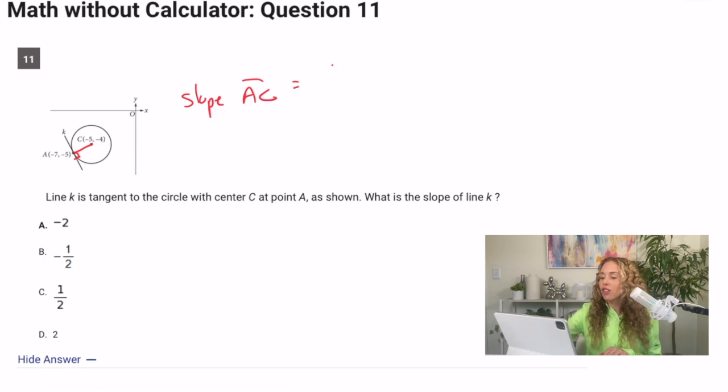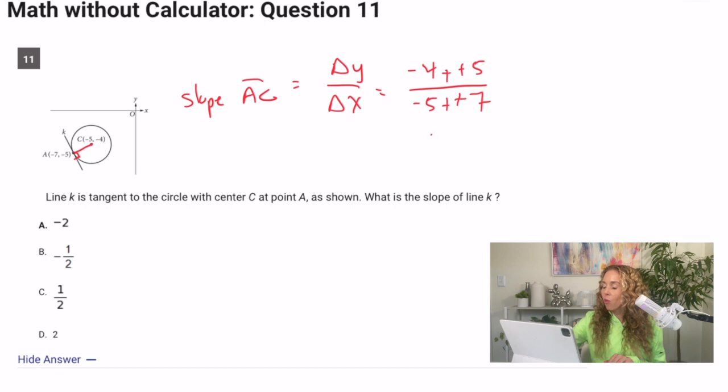So as you guys know, it's change in y over change in x. So I'll just do -4 minus -5 over -5 minus -7. So I end up with 1 over 2. So if AC is 1/2, that means k is going to be -2. So the answer was A.